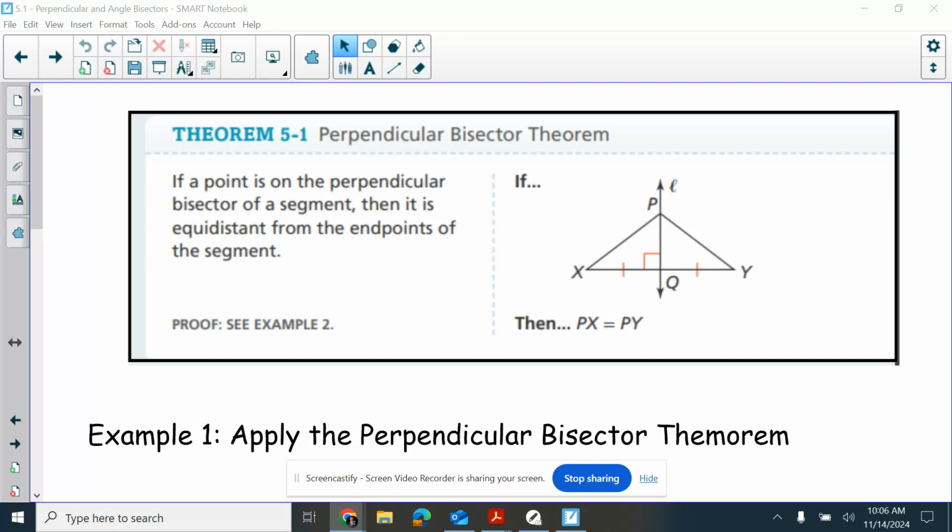It's Mr. Wright. Today we're going to talk about the perpendicular bisector theorem and the angle bisector theorem. This states that if a point is on the perpendicular bisector of a segment, then it is equidistant from the endpoints of the segment.